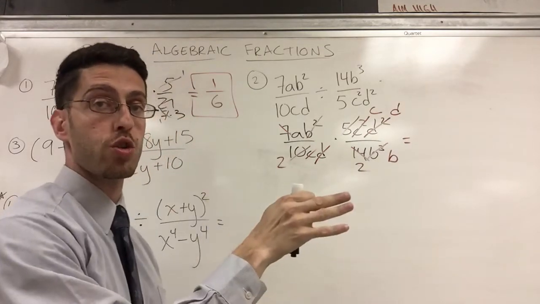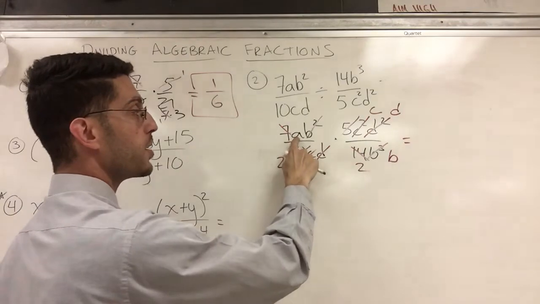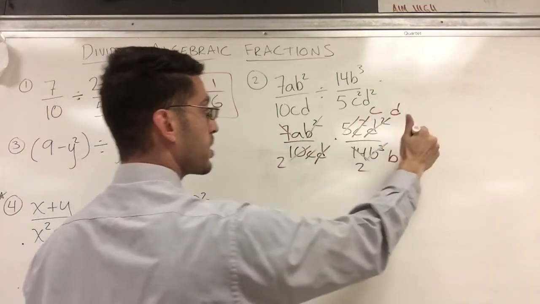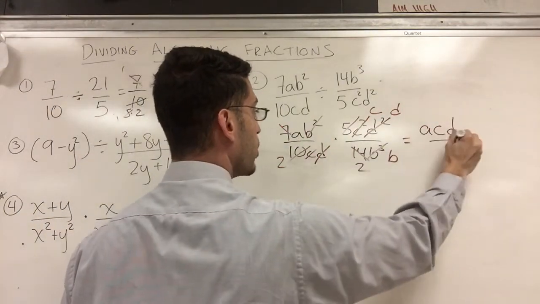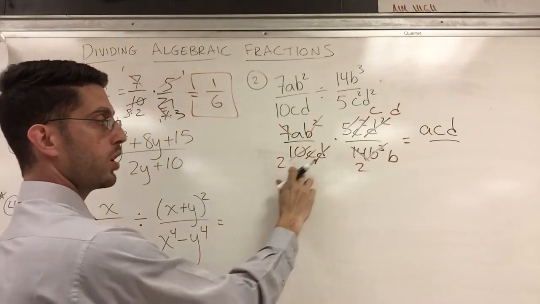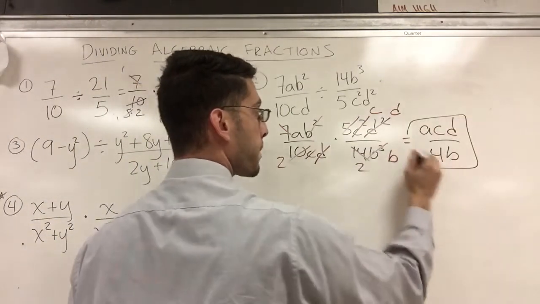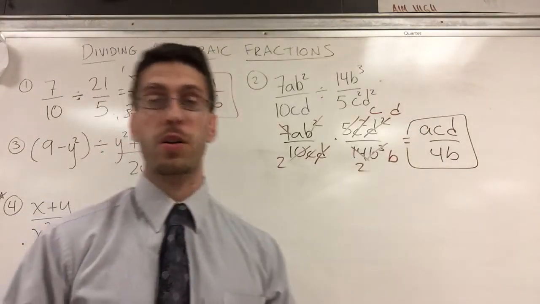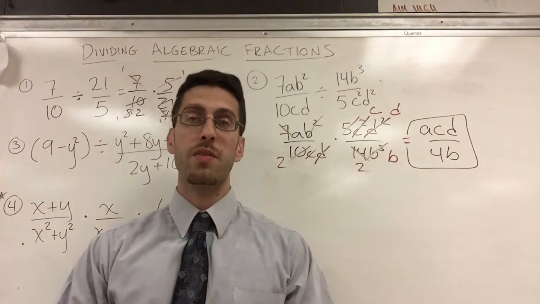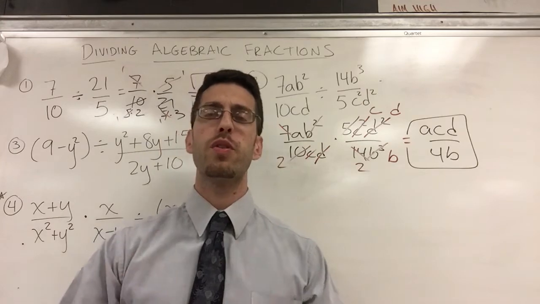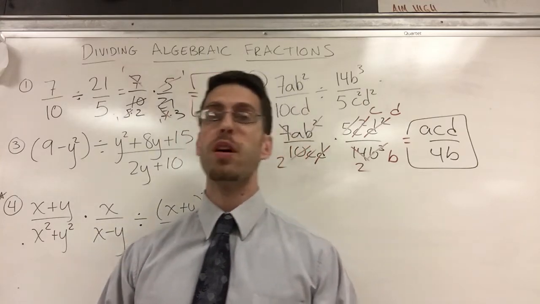So I'm going to multiply straight across. A times c times d, over 2 times 2 times b is 4b, and we're done. Okay, I will try it on my own, and then of course if you catch me in a mistake, feel free to comment and you will win a prize.